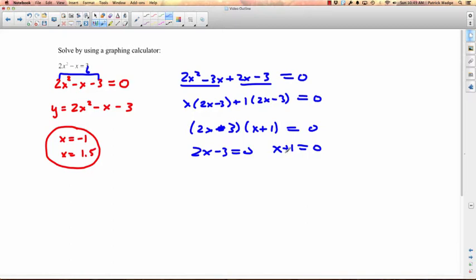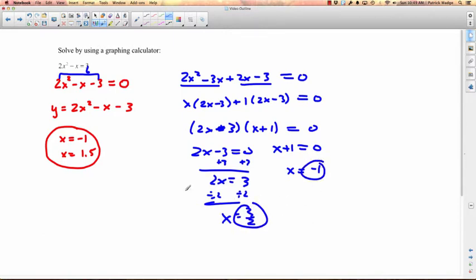This is easy to solve. Just move the plus 1 over, it becomes minus 1, so you get x equals negative 1. For this one, add 3 to both sides. You get 2x equals 3, and then divide by 2, so you get x equals 3 over 2. Negative 1, 3 over 2. Negative 1, 1.5. What's 3 over 2 as a decimal? 1.5. It worked.